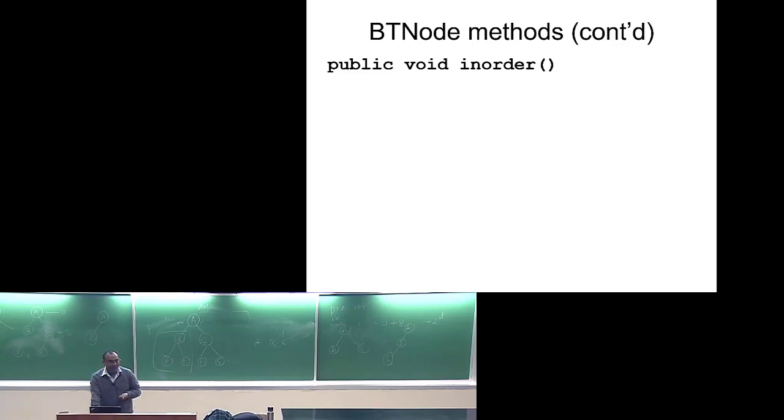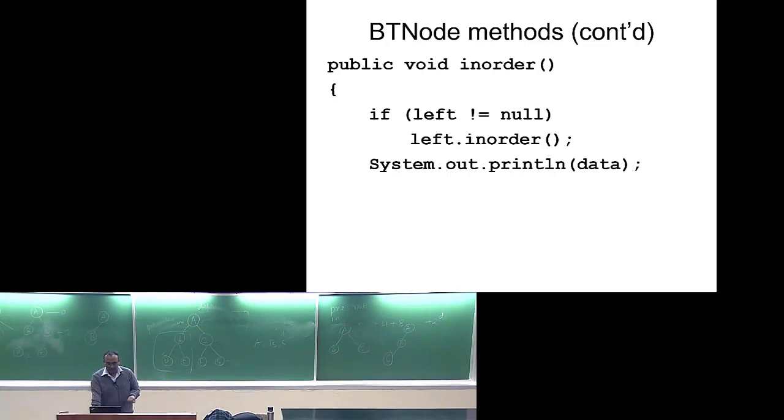In order, right? Now let's think about in order traversal implementation. So for in order traversal on this node, what we do, if left is not equal to null, then what will you do? Left dot in order. System dot out dot println data, that's when you are visiting the node, and if right is not equal to null, right dot in order.